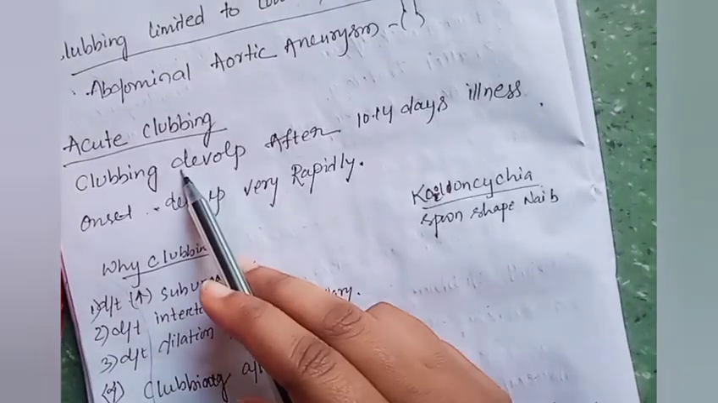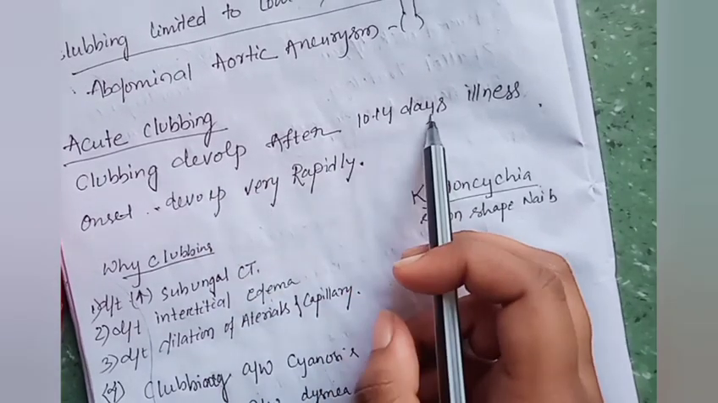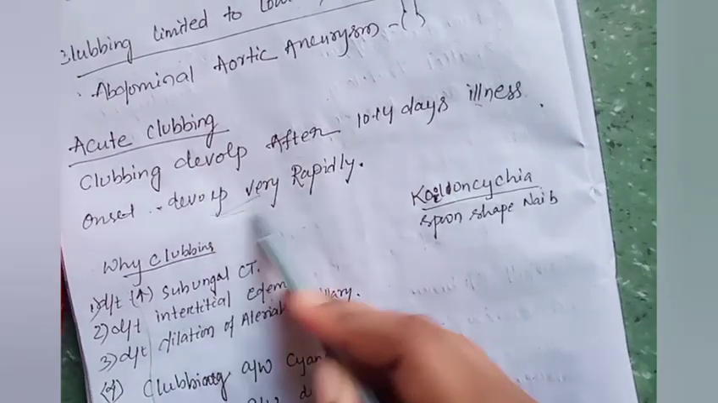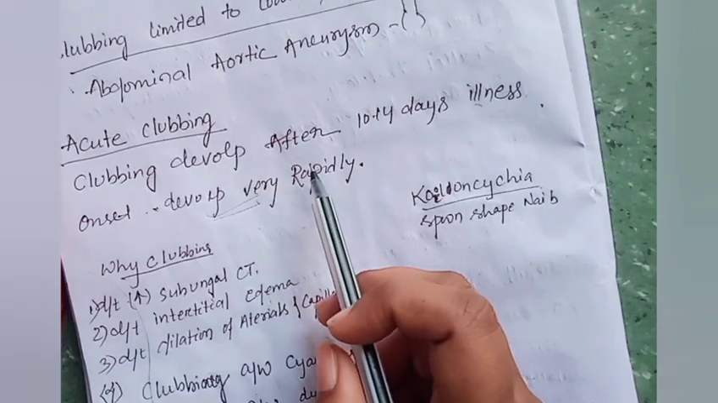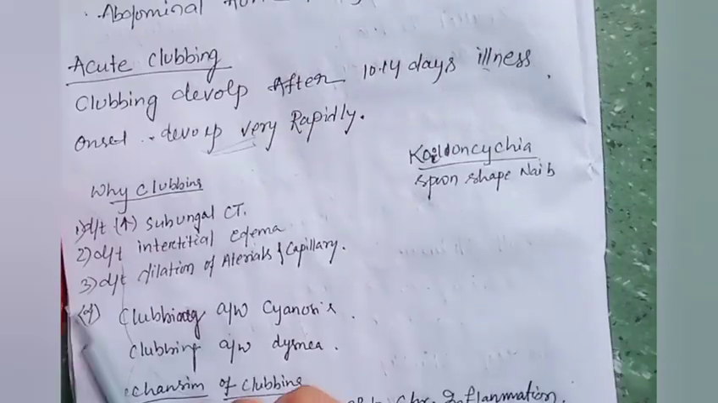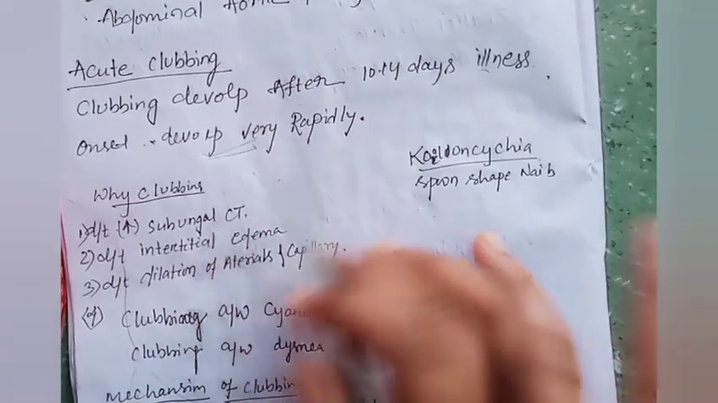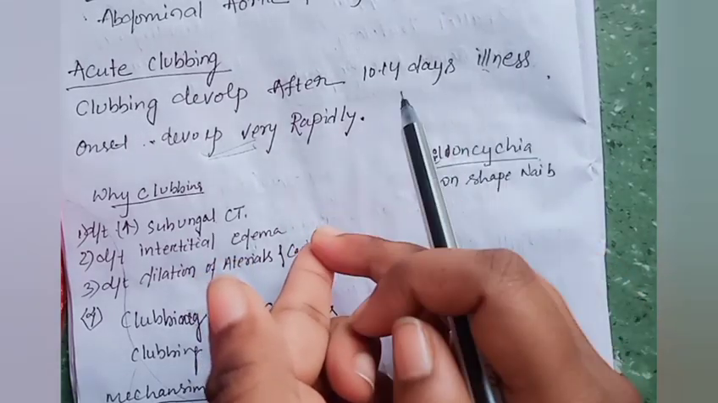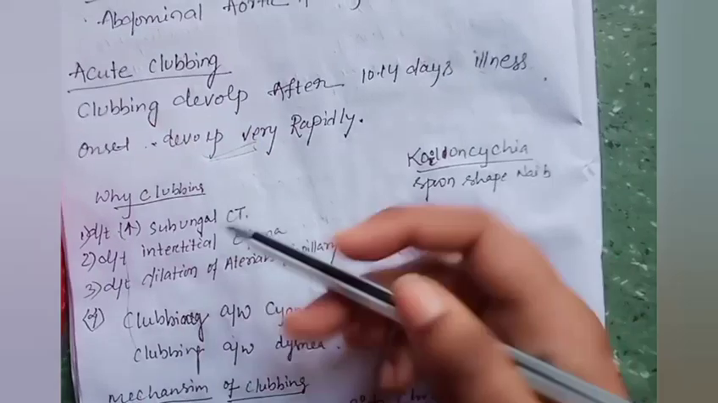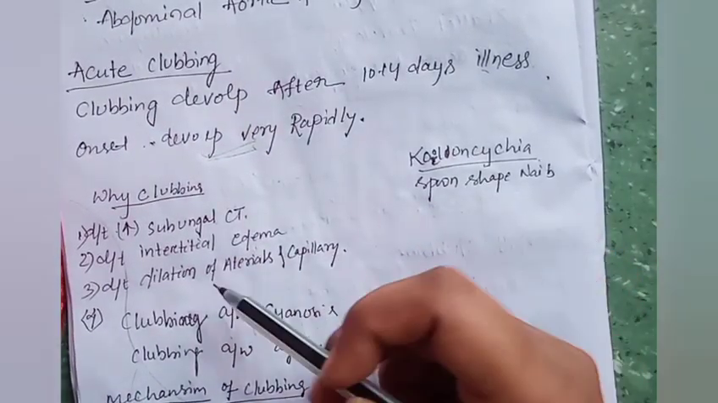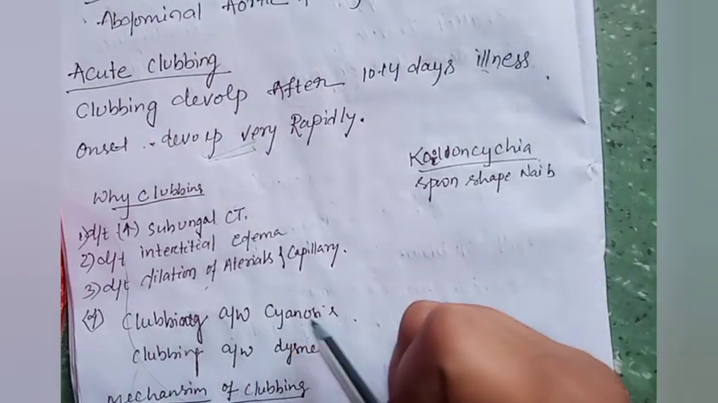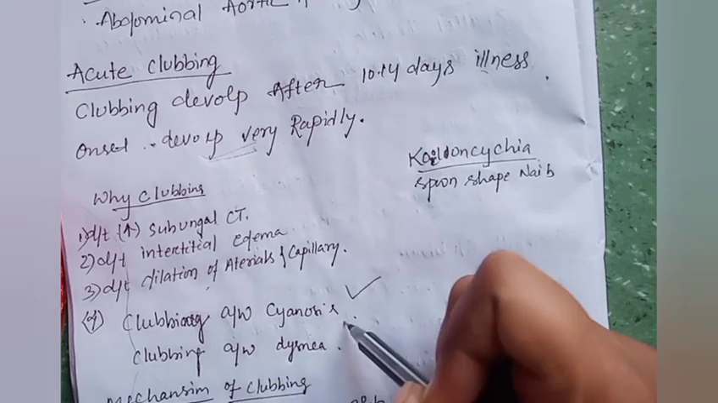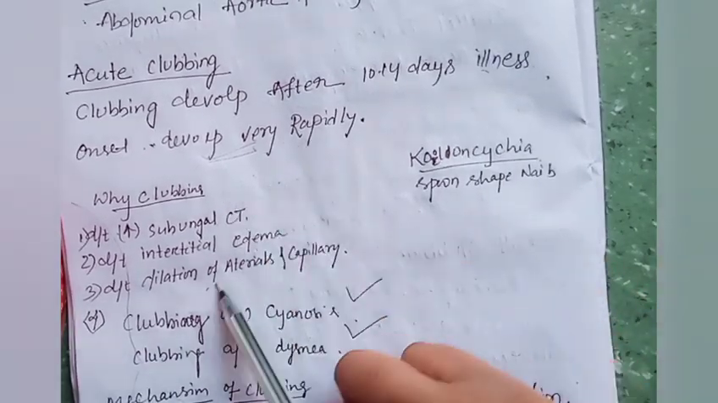Okay, acute clubbing: when it occurs, clubbing develops after 10 to 14 days of illness. It develops very rapidly and mostly children suffer from acute clubbing. Why does clubbing occur? Due to subungual connective tissue swelling, there is an increase in subungual connective tissue, due to interstitial edema, due to arterial and capillary dilatation, and clubbing associated with cyanosis and dyspnea. This is all about clubbing.